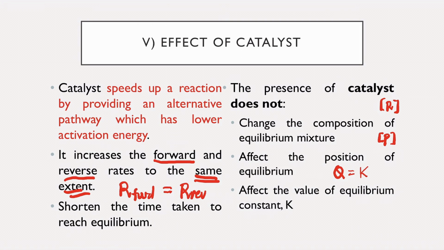You will not shift to the right or shift to the left, because it does not disturb your concentration, temperature, or any of those. So, finally, a catalyst does not affect the value of the equilibrium constant K. Right? Since it does not change the composition of your equilibrium mixture, your reactants and products, your K is also not affected, okay?